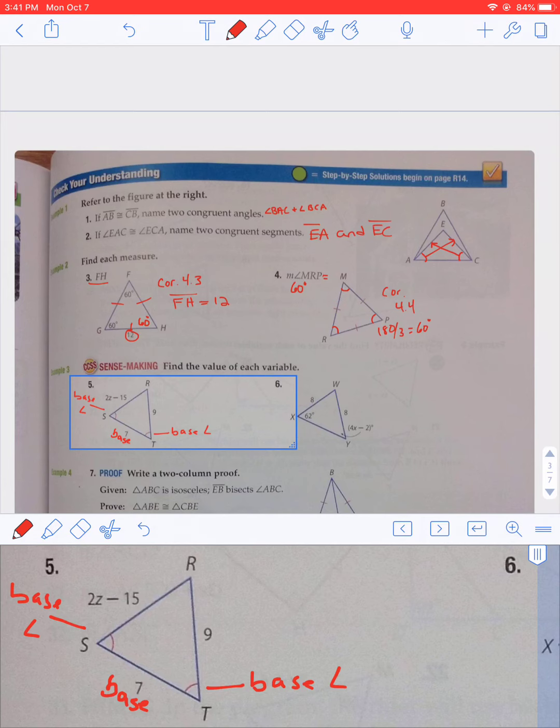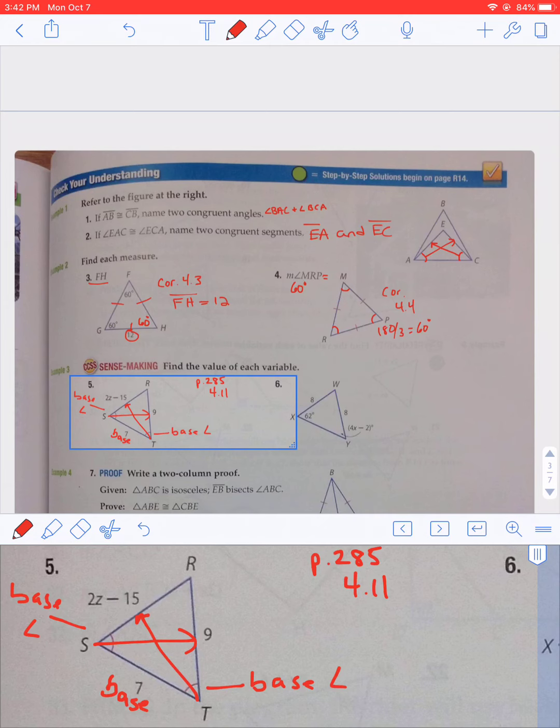And we learned on page 285. So again, if you're lost, look back at 285. It says if you have 2 angles of a triangle that are congruent, then the sides opposite those angles are congruent. Well, that's going to help us because that tells us that this SR side is congruent to this RT side. And again, that's because of the theorem on page 285, specifically 4.11, okay?